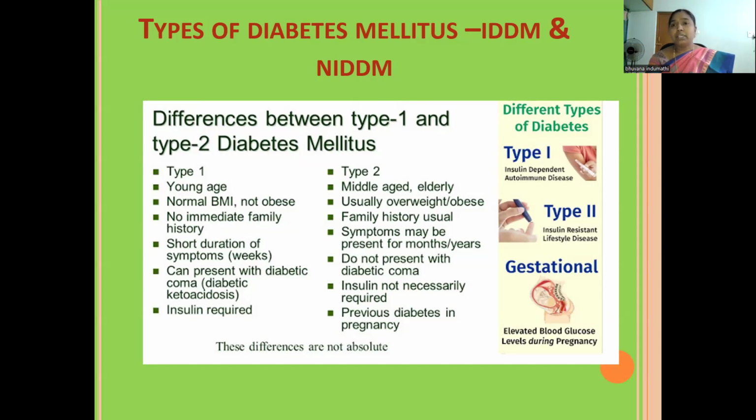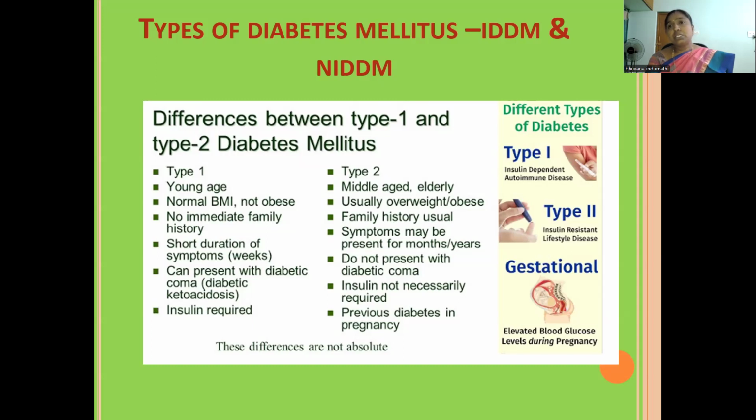Whereas in type 2, they can be controlled, and whenever the sugar level goes high, for the normal week or for thrice or twice a week, they can be put on insulin. In previous diabetic cases of pregnancy, there is no absolute difference.